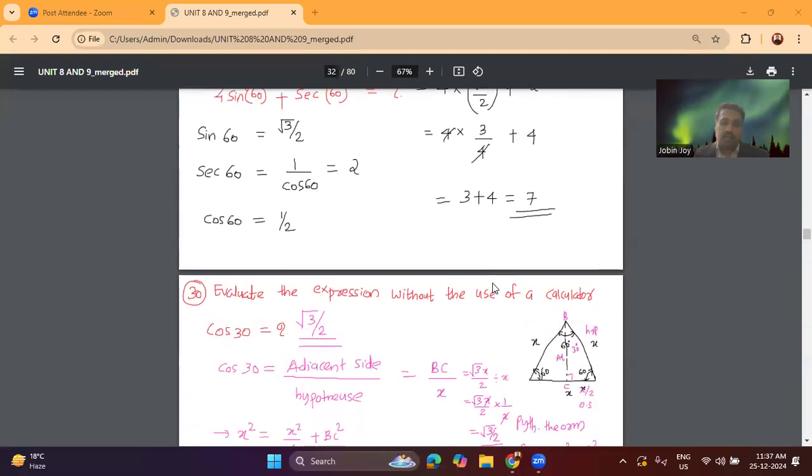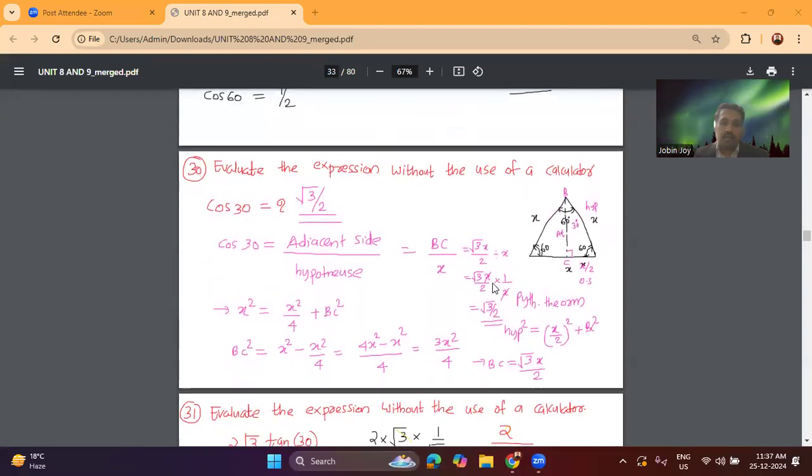Question number 30. Find the value of cos 30. So cos 30 is equal to adjacent side divided by hypotenuse. Again, we will draw the equilateral triangle like this. Then I will give all the values of adjacent side and hypotenuse. So it is root 3x divided by 2. So the answer is root 3 by 2.